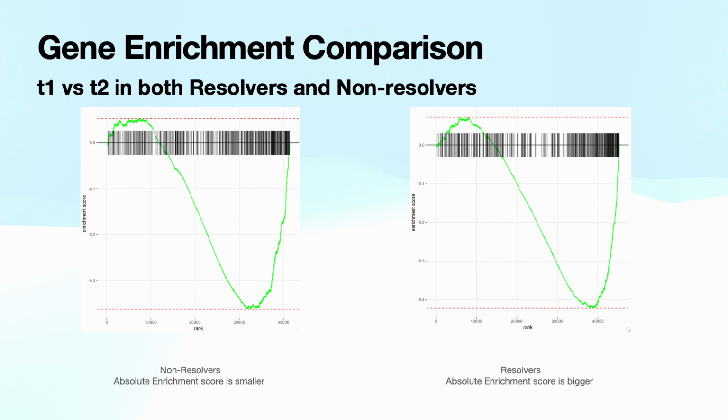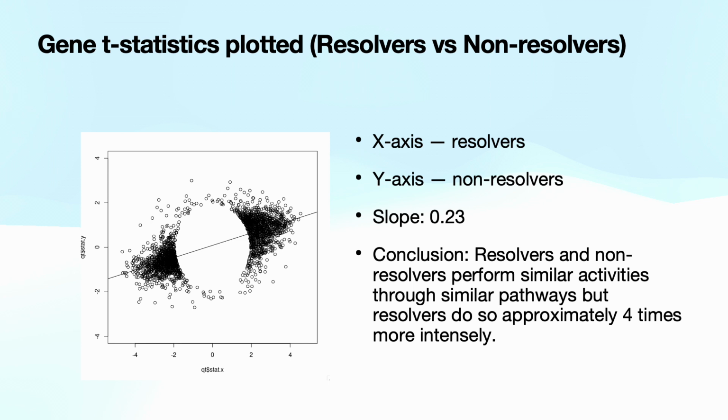The next picture will support my result as well. So here what I did, I plotted the t-statistics on the gene level. On the x-axis we have resolvers' t-statistic, on the y-axis we have non-resolvers. The most important factor is the slope here. So the slope was 0.23. Each dot is a gene. The circle in the middle indicates excluded non-significant genes. So the slope means that resolvers and non-resolvers perform similar activities through similar pathways, but resolvers do that approximately 4 times more intensely.